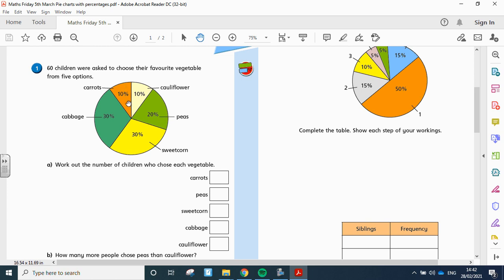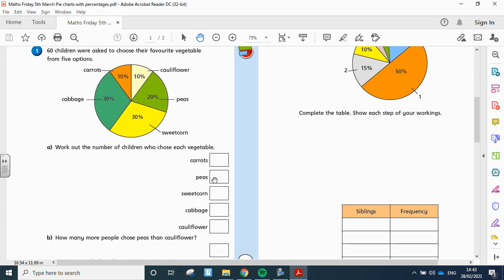Look, carrots, 10% was 6. And now we need 30%. So to get from 10% to 30%, we just times by 3. So if you can do 6 times 3, you're sorted here for the cabbage and the sweet corn. So all you need to know is 6 times 2 and 6 times 3, and you've done that question. Surely that's simple, Year 6, surely.